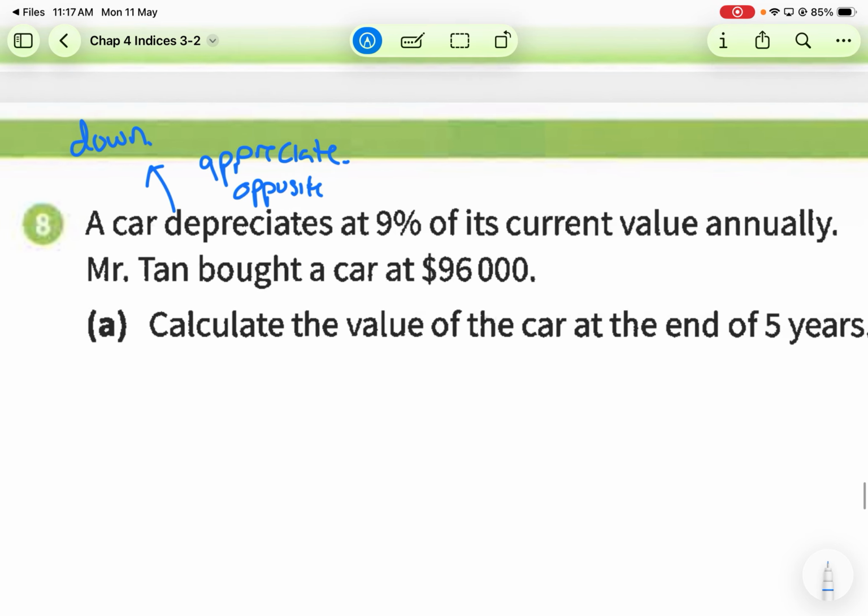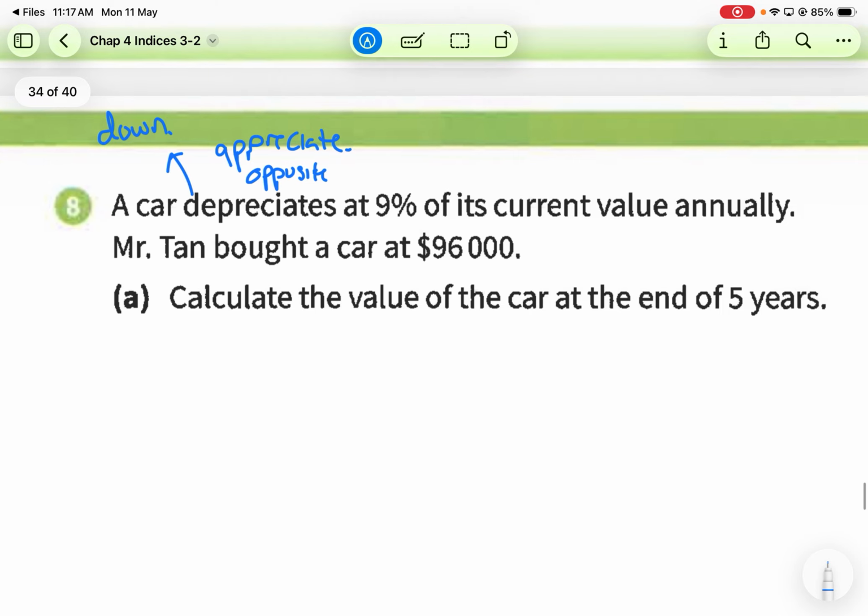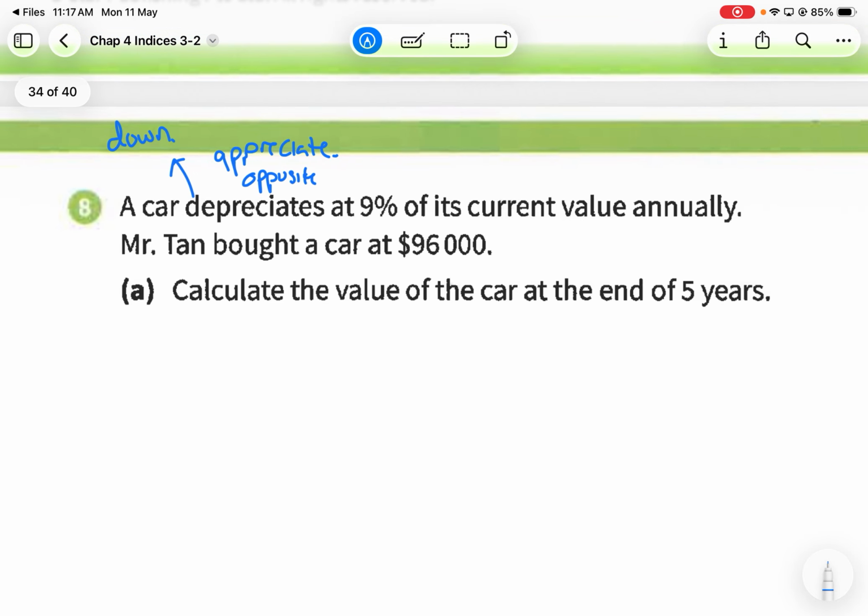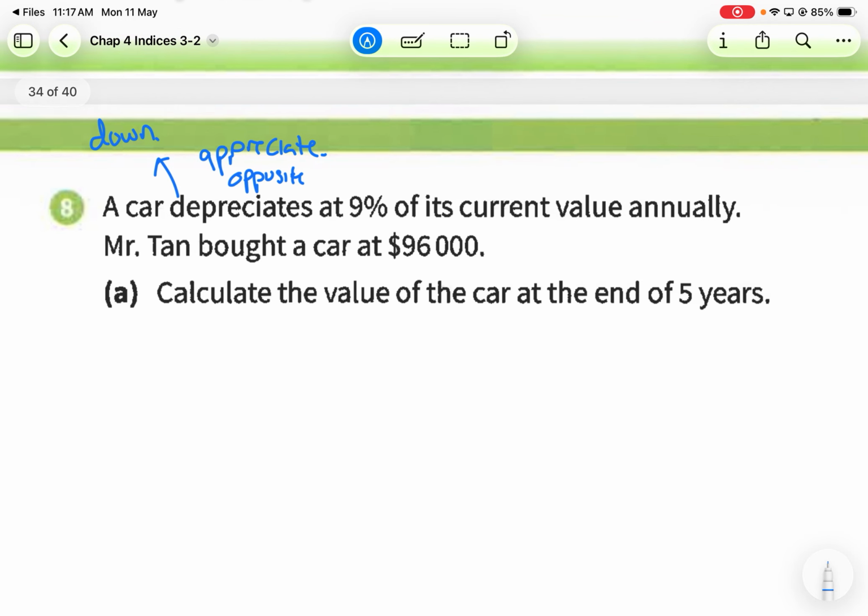Okay. So how do we do this depreciation? At first, the car is 96,000, so the 96,000 is my principal. 9% is like the interest rate because it goes by 9% every time.